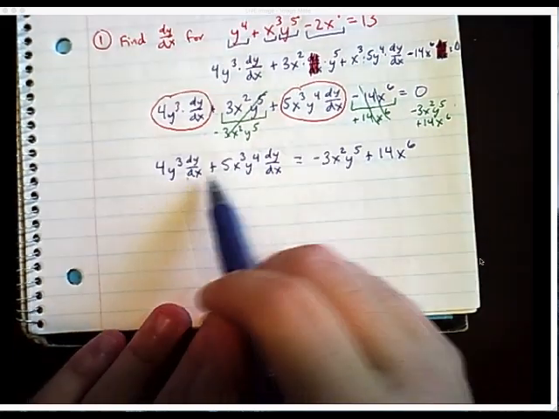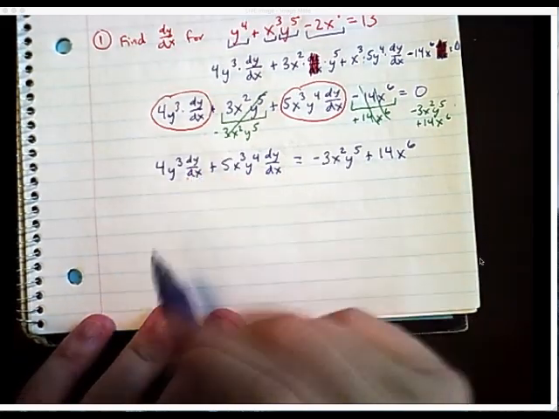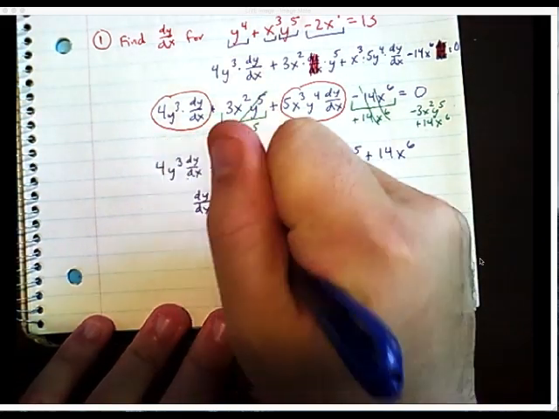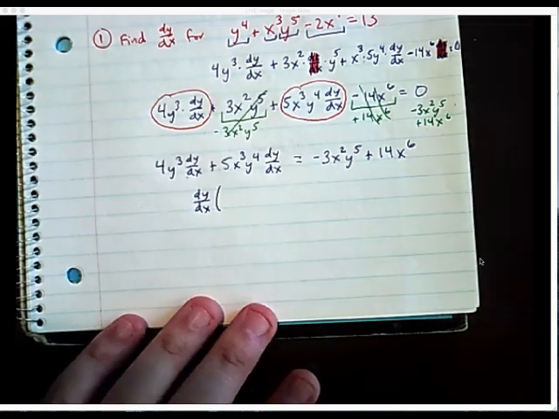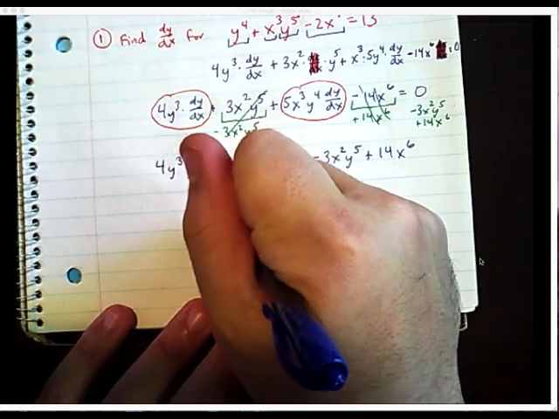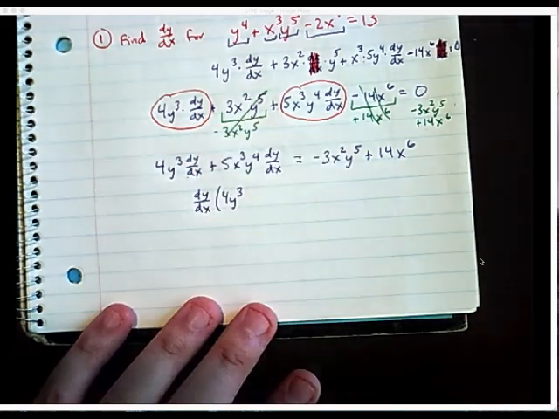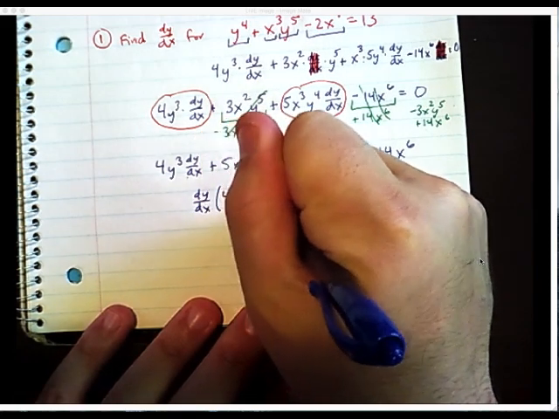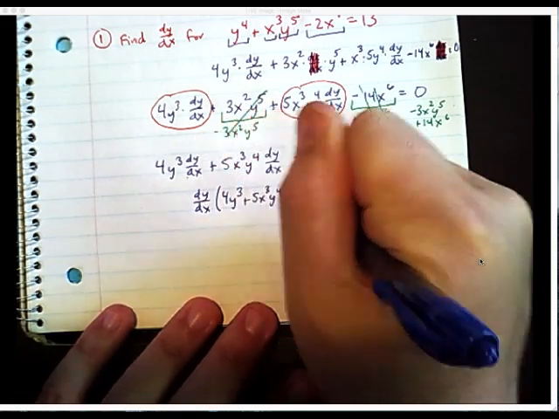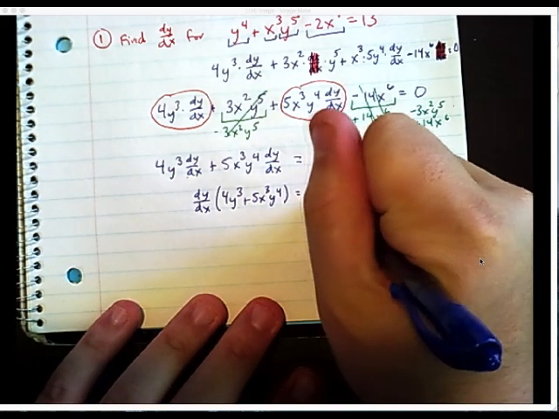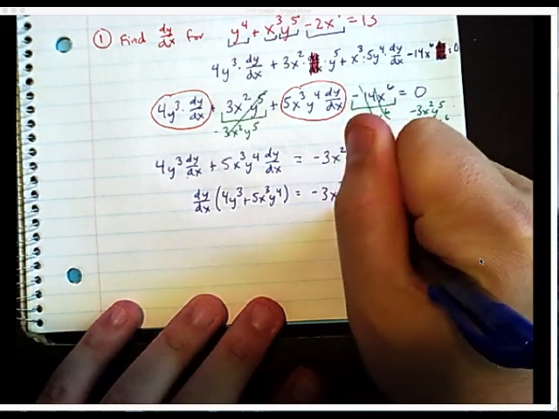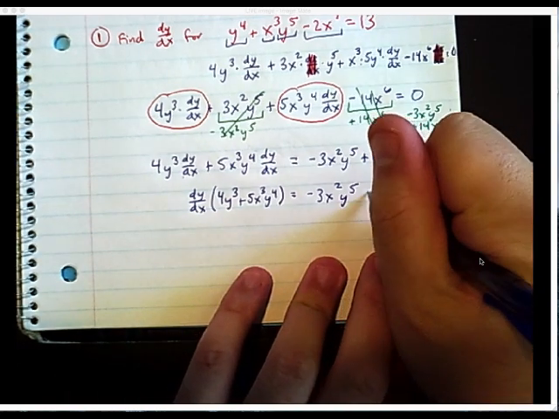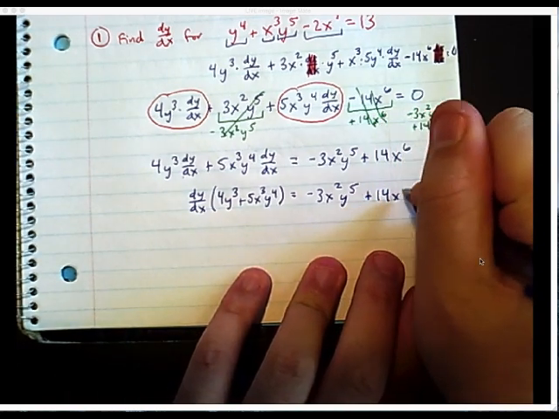Now, since both of these terms have a dy over dx on them, I'm going to factor that out. So I'm going to factor out a dy dx, and if I do that, I have 4y cubed plus 5x cubed y to the fourth. It's going to equal negative 3x squared y to the fifth plus 14x to the sixth.